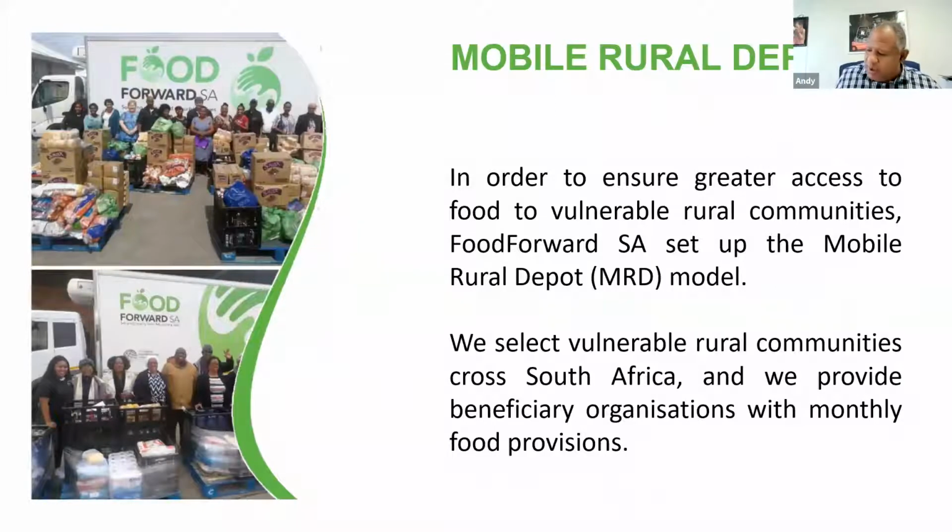Then, because our warehouses are concentrated in urban centers, there's often a bias towards supporting nonprofit organizations with food that are in those urban centers. So 2 years ago, we started what's called the Mobile Rural Depot Program. We look at the 100 worst, or poorest, municipalities across the country, and we are starting to roll out depots in those areas where we take food at scheduled times once a month to roughly 28 different rural communities across the country. And we are slowly but surely increasing that amount.